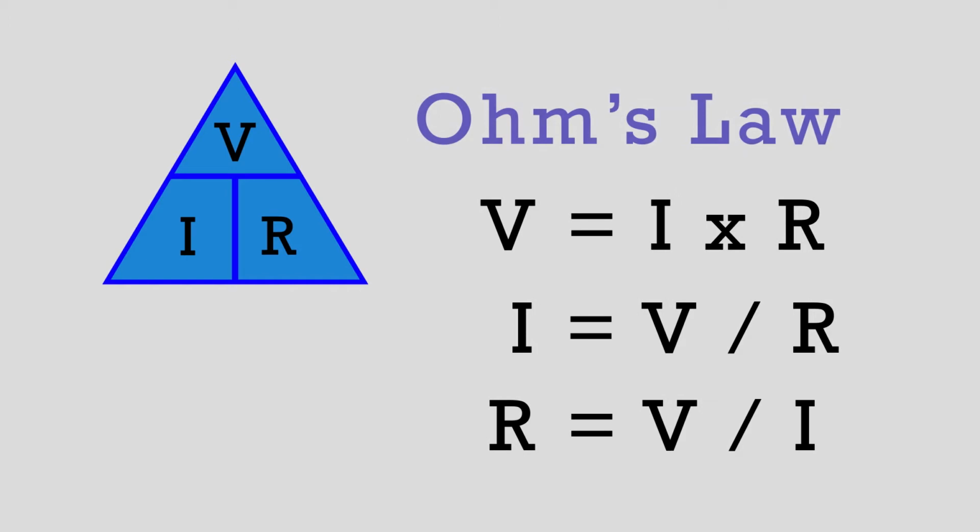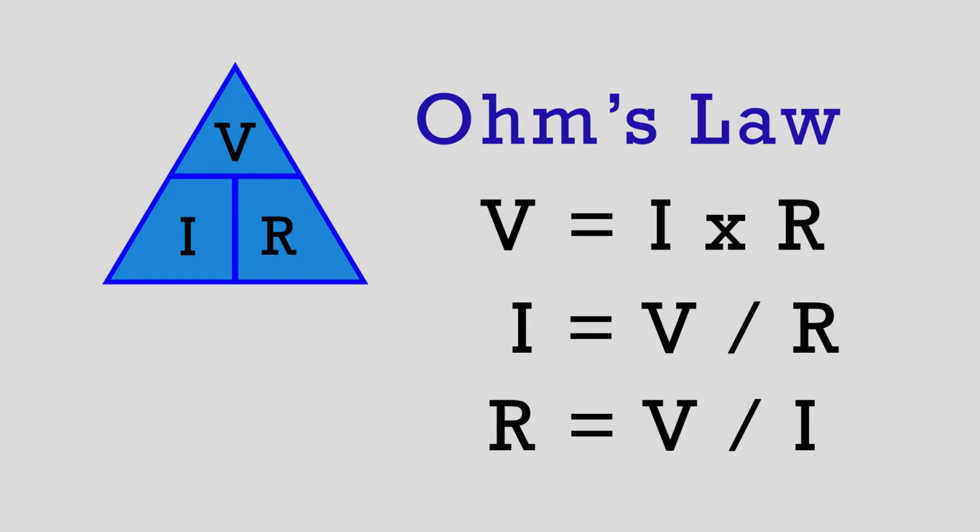So if we take a look at Ohm's law, it's V = I × R. V being voltage, I being current, R being resistance. So you get three different equations. Voltage is current times resistance. Current is equal to voltage divided by resistance, and resistance is equal to voltage divided by current. So in this case, we know the voltage and we know the current, which means we need to solve for the resistor.